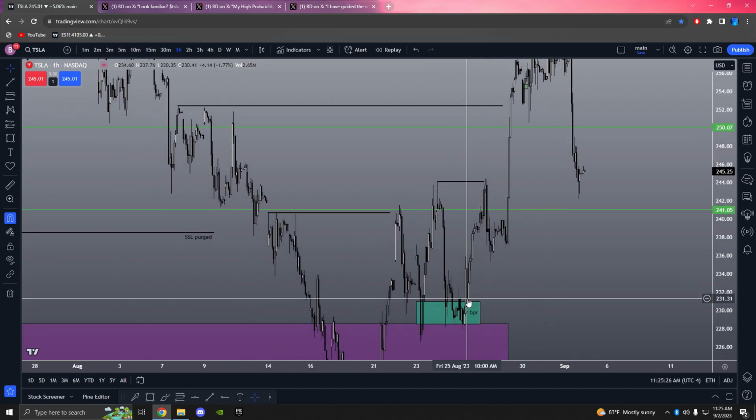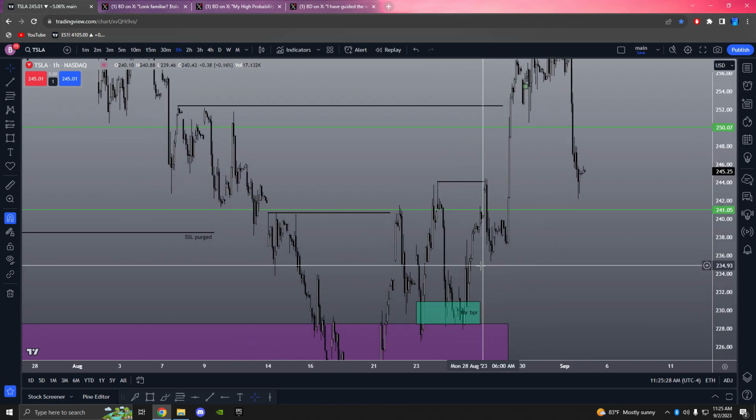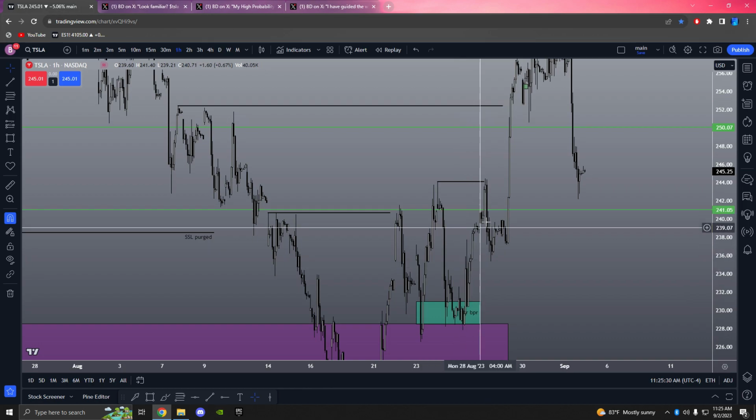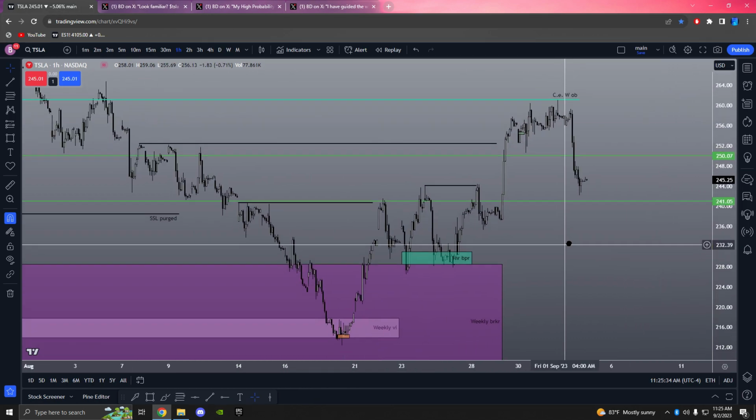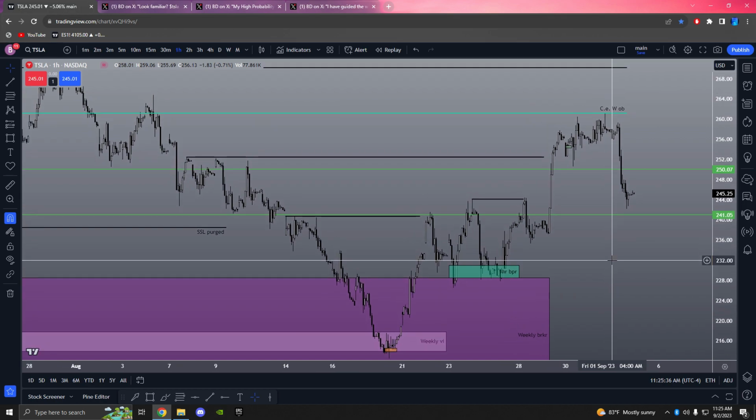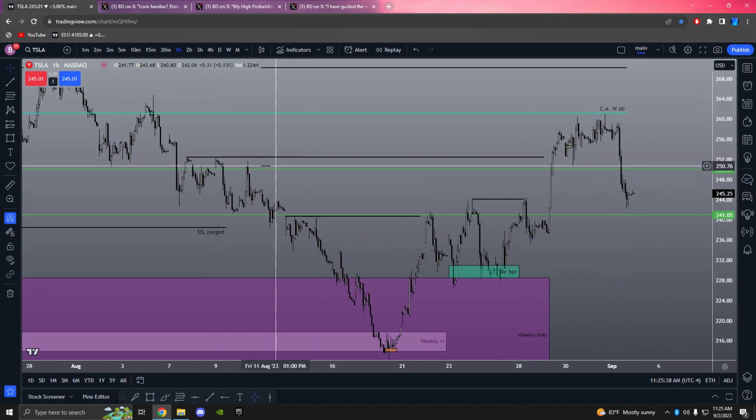that I was calling for. Because whenever we held this 1 hour BPR, I tweeted in here, somewhere in here, I said I expected it to continue up to these 252 equal highs. Don't believe me, go look at the tweet, I don't care. And then you can see we hit them.